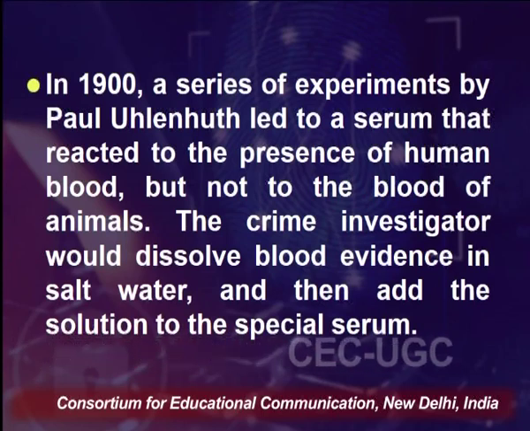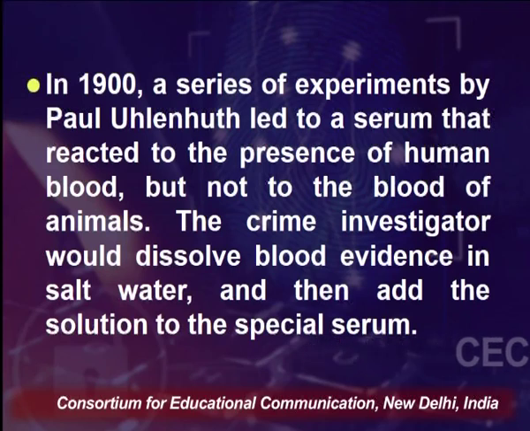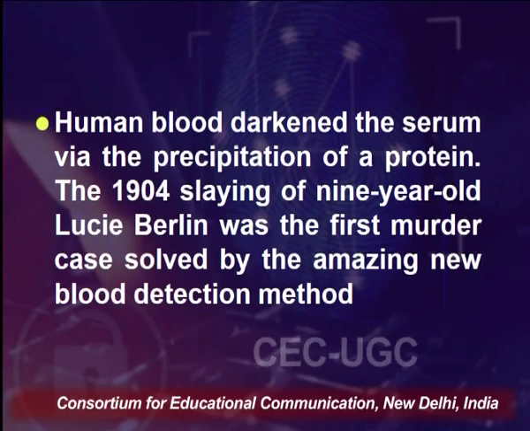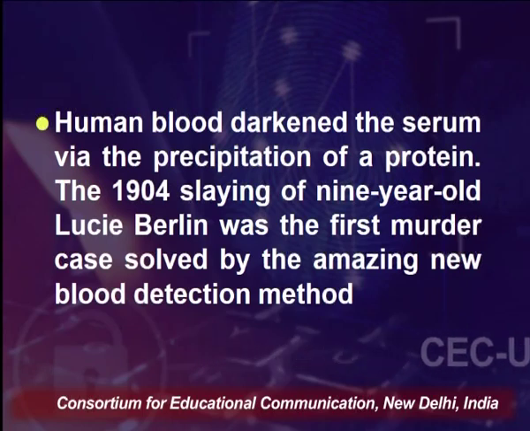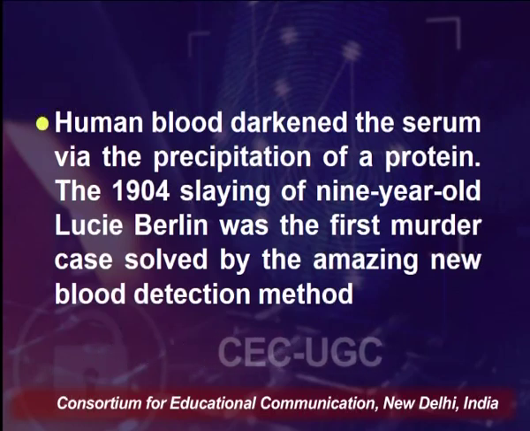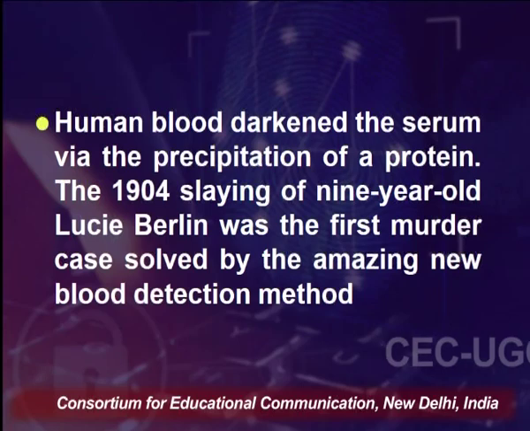So, the crime investigator would dissolve blood evidence in salt water and then add the solution to the special serum. The human blood will be darkened by the serum via the precipitation of a protein, and in the year 1904, the slaying of 9-year-old Lucy Berlin was the first murder case solved by the amazing new blood detection method. So, this particular method helped us even in differentiating human blood from animal blood.